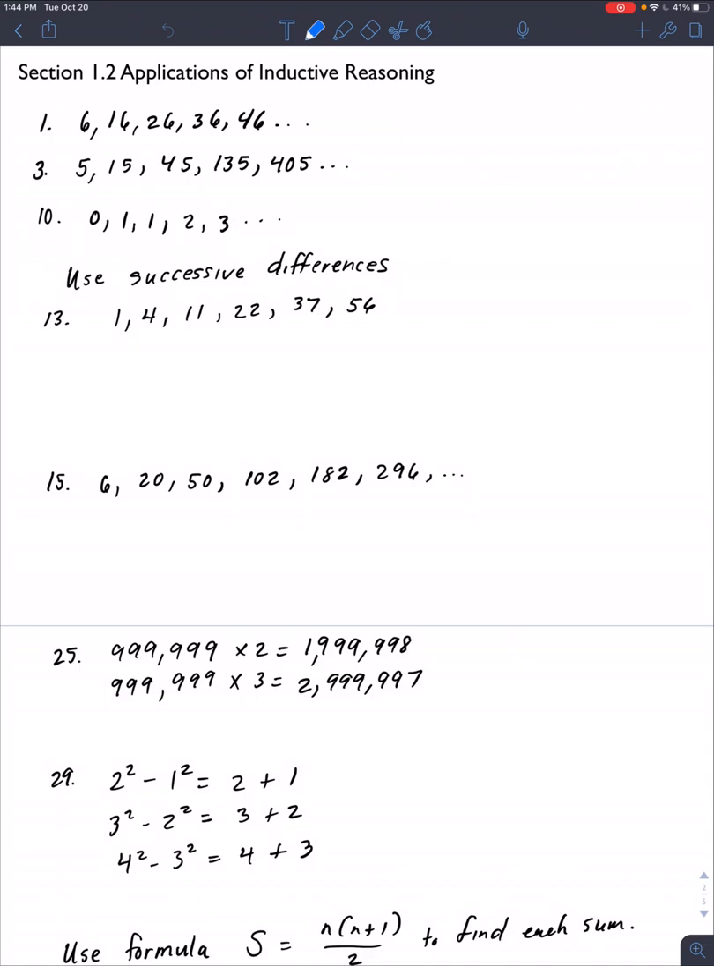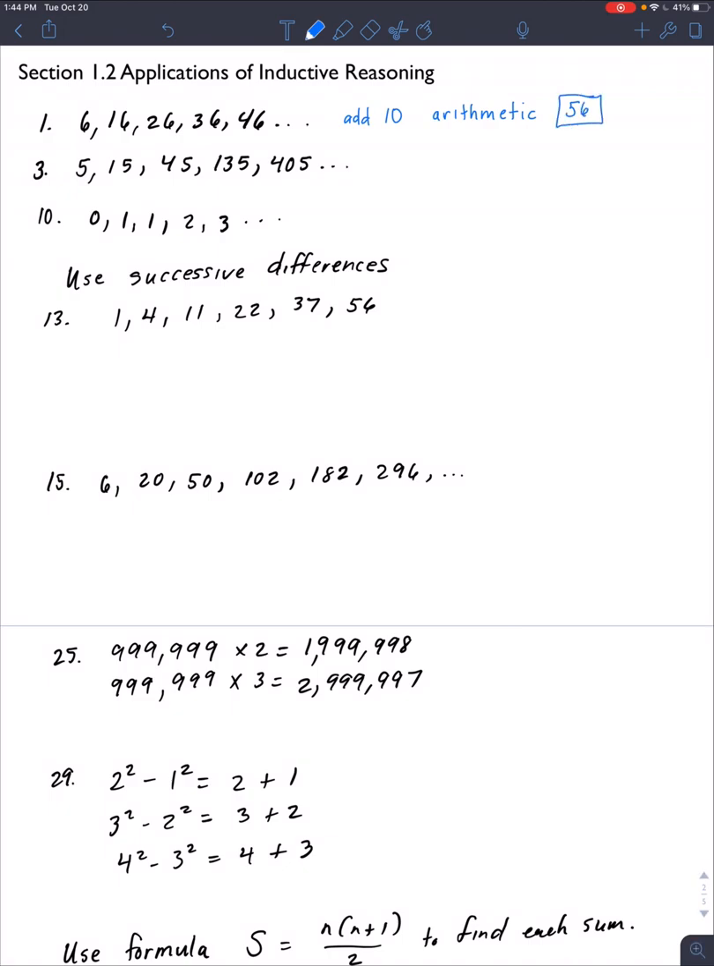So on the first one, 6 to 16 to 26 to 36 to 46, well, it looks like adding 10 each time. So we're just going to make a note that says we add 10, and it's an arithmetic sequence, and so the next term would be what, 56?